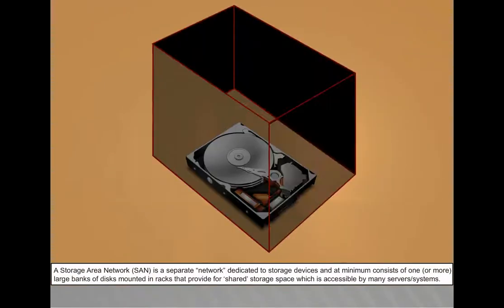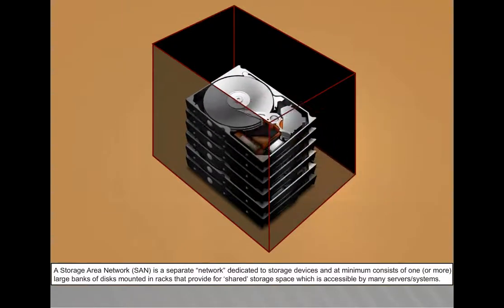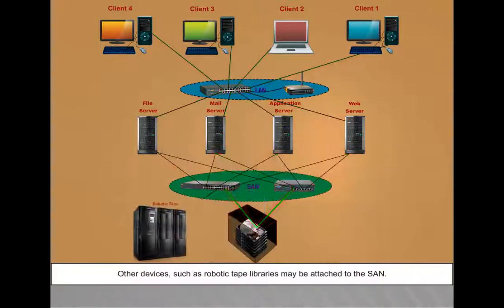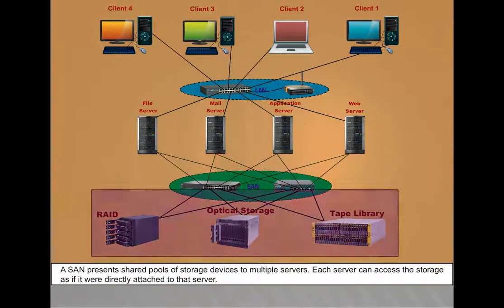A storage area network (SAN) is a separate network dedicated to storage devices and at a minimum consists of one or more large banks of disks mounted in racks that provide shared storage space which is accessible by many servers or systems. Other devices such as robotic tape libraries may be attached to the SAN. A SAN presents shared pools of storage devices to multiple servers. Each server can access the storage as if it were directly attached to that server.